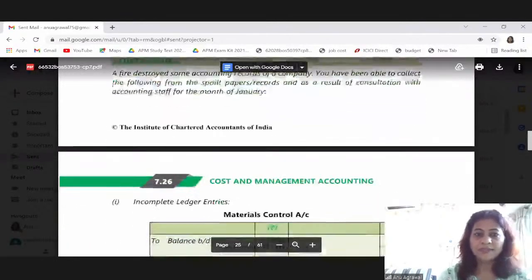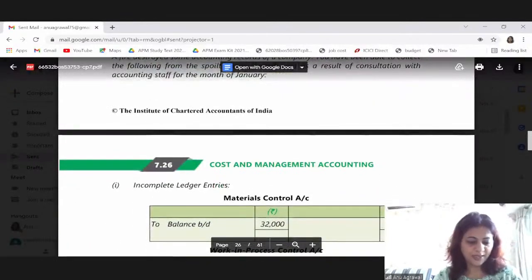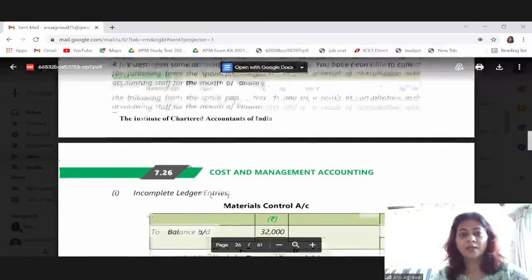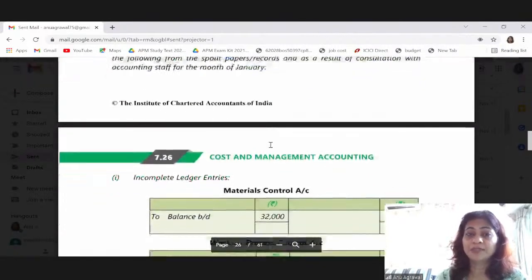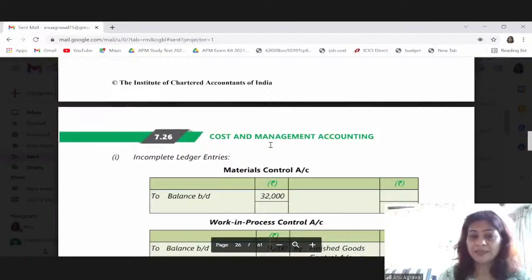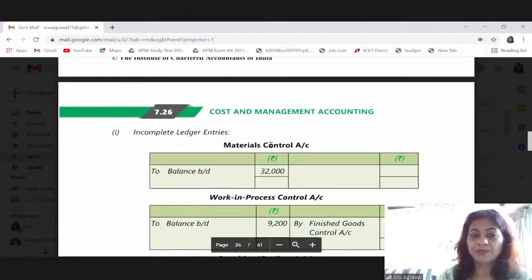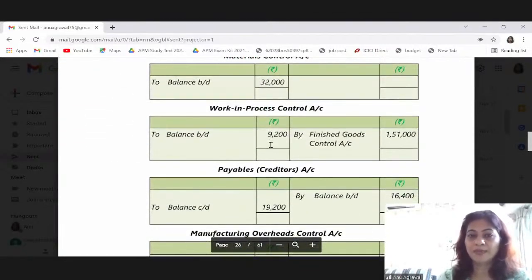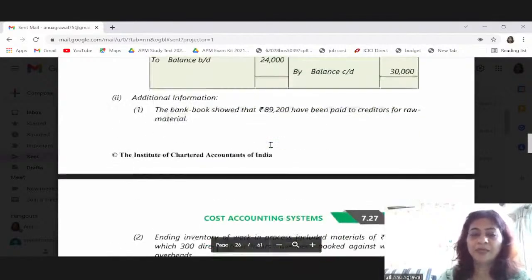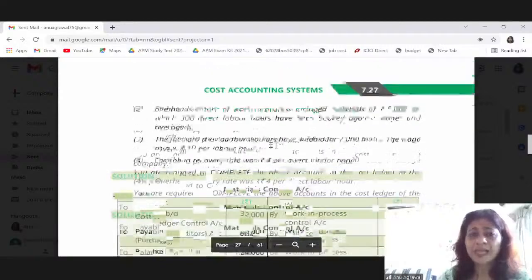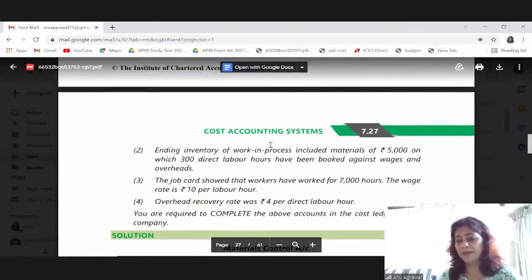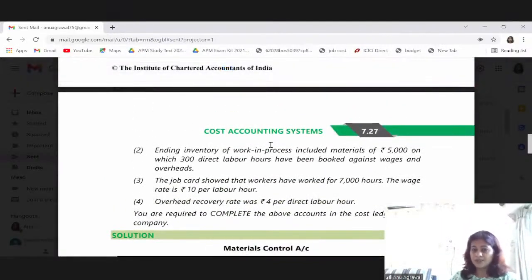Now guys, illustration 5, look at it. Someone destroyed some accounting records of a company. You have been able to collect the following from the spoiled papers. There is a material control account, 32,000. There is a WIP account, some information, payable, manufacturing. They have given us some additional information, and we are supposed to complete the above accounts in the cost ledger of the company. So should we try doing it?